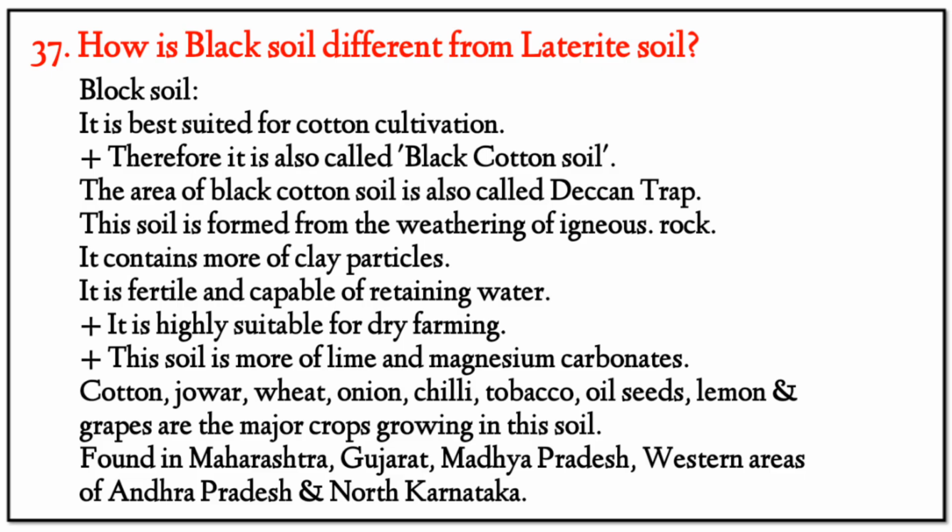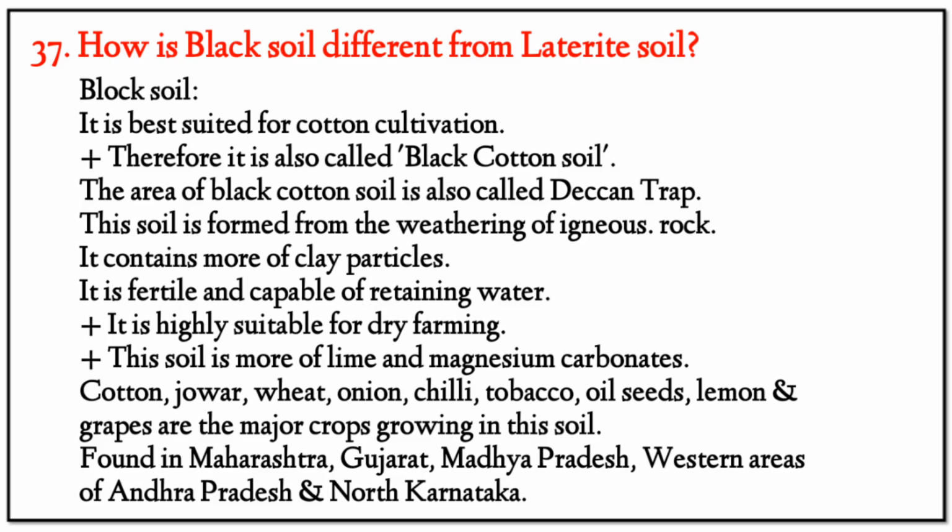It is fertile and capable of retaining water. It is highly suitable for dry farming. This soil has more lime and magnesium carbonates. Cotton, jowar, wheat, onion, chili, tobacco, oilseeds, lemon, and grapes are the major crops grown in this soil. Found in Maharashtra, Gujarat, Madhya Pradesh, western areas, and Andhra Pradesh and North Karnataka.